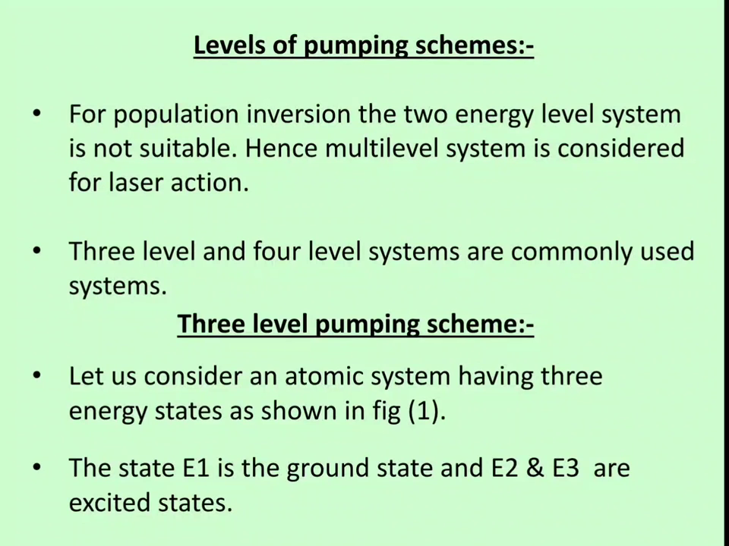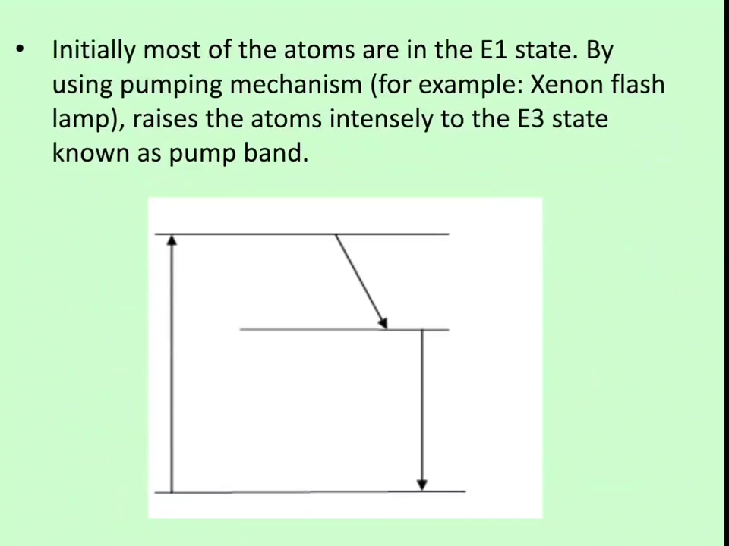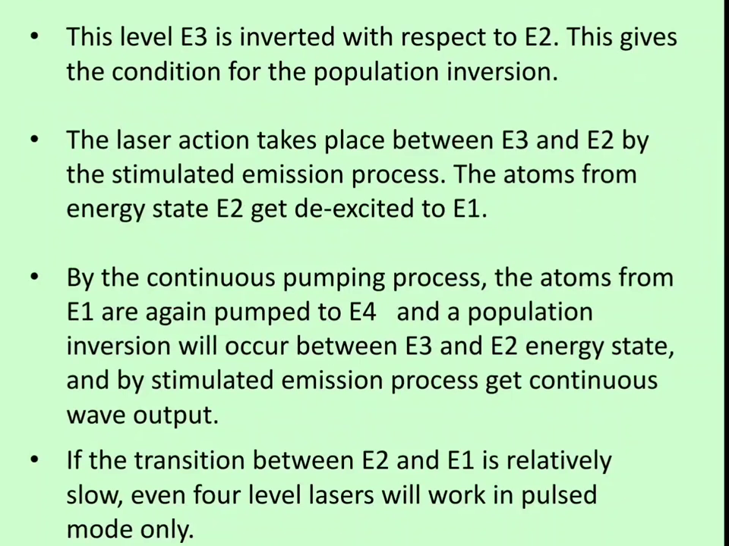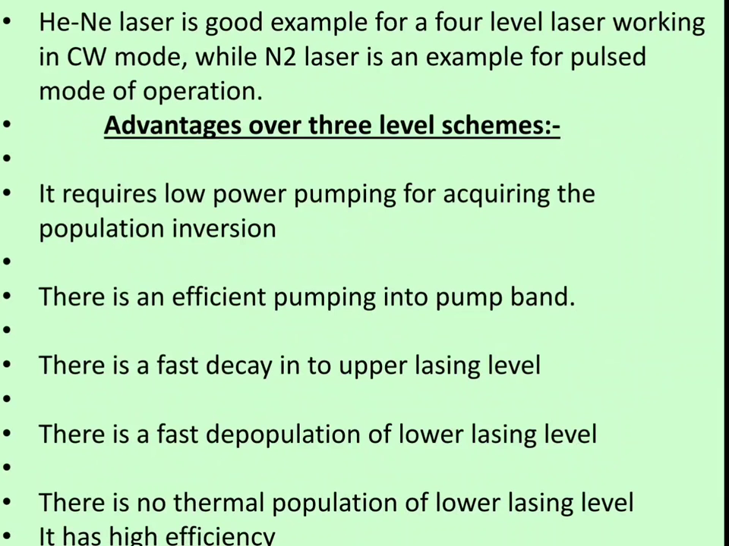And next, we also discussed the 4-level pumping scheme. In the 4-level pumping scheme, there are 4 energy levels: E1, E2, E3, and E4. Here E4 acts as an excited state, and E3 acts as a metastable state. That means a radiative transition takes place between E3 and E2 energy levels. That is, laser output is obtained between the E3 and E2 energy levels. And we also discussed the advantages as compared with the 3-level scheme.